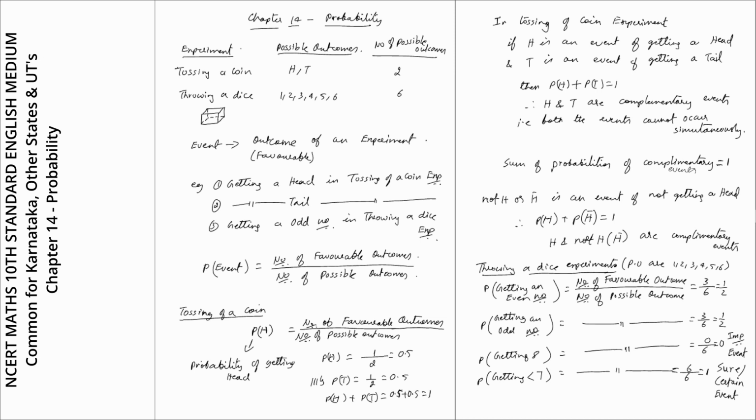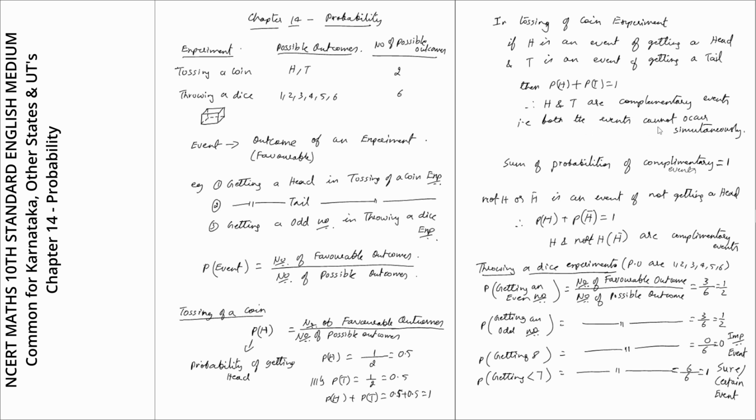In a coin tossing experiment, if H denotes the event of getting a head and T denotes the event of getting a tail, then on the previous page we already saw that the sum of the probability of getting a head and a tail is equal to 1. Therefore these two events are called complementary events. That is, the event of getting a head and the event of getting a tail are complementary events, because these two events cannot occur simultaneously. Whenever we get head, we won't get tail, and whenever we get tail, we won't get head.